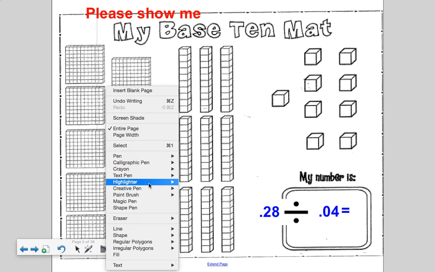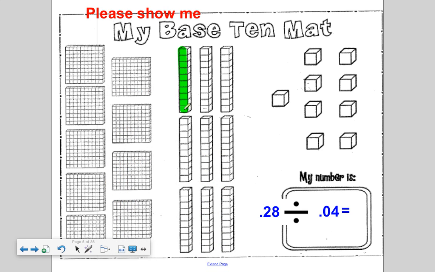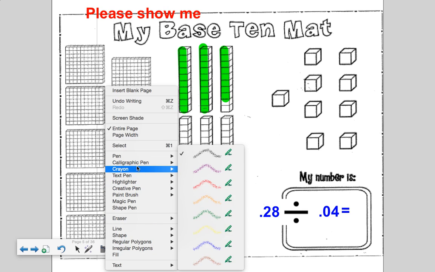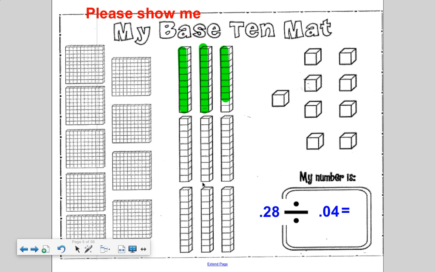You have 28 hundredths. I would like to divide it into groups of 4 hundredths. How many groups of 4 hundredths go into 28 hundredths? One group of 4 hundredths, 2 groups of 4 hundredths, 3 groups, 4 groups, 5 groups, 6 groups, and 7 groups of 4 hundredths. So it is 7.